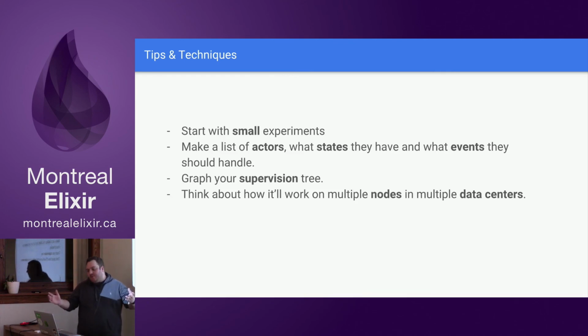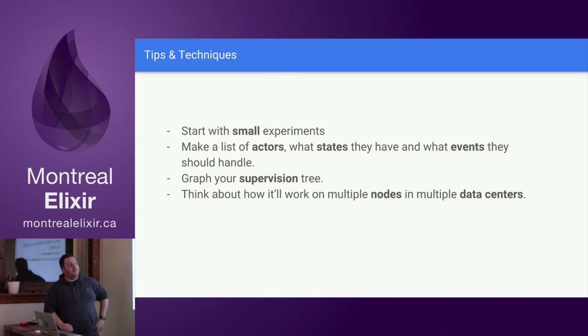Some tips and techniques: like I showed you, I started with some small experiments. That's how I got started, and I think that's always the way to go. What really helped when I was confused about what I needed to do was making a list of all the actors in the system, what their states are, what the events are, and who their collaborators are, like who they talk to. That cleared it up for me, and then I had a good idea of what I needed. Drawing out your supervision tree is also pretty helpful.